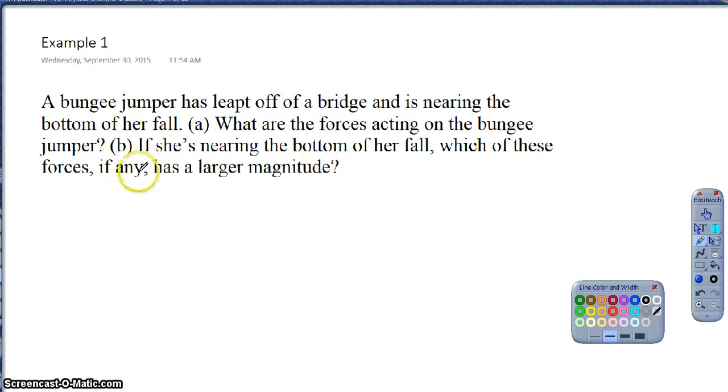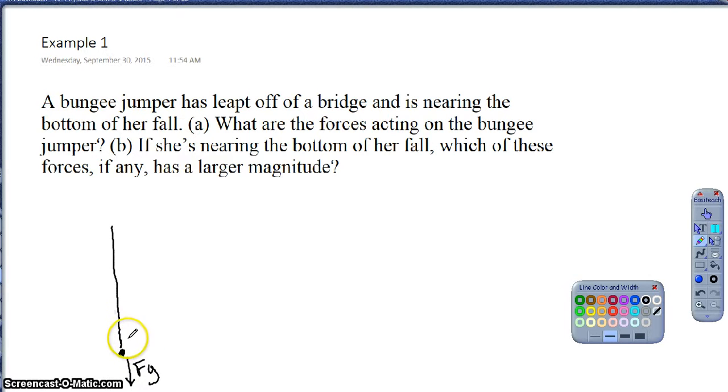What are the forces acting on the bungee jumper? Well, if she's nearing the bottom of her fall, the bungee cord at that point is starting to stretch out a little bit, so here's the bungee jumper down here. Near the bottom, obviously we have the force of gravity always pulling her down.